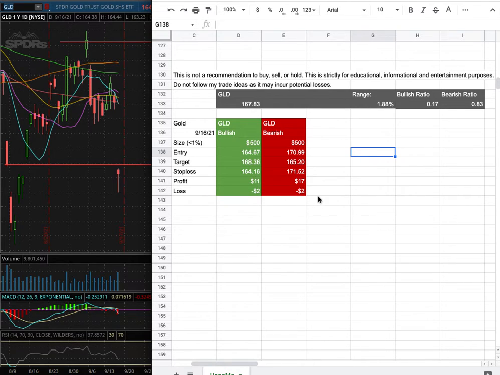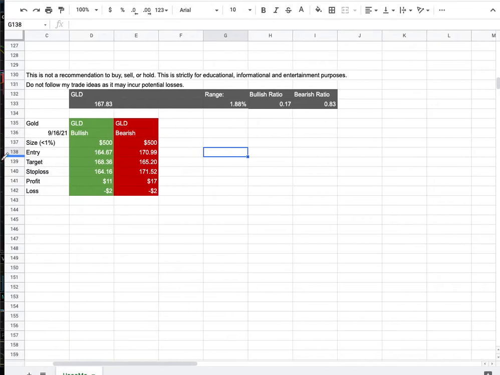My stop loss is at $164.16. However, if I were to open a short position, my entry is at $170.99, and that is this range there. My sell target is at $165.20, and my stop loss is at $171.52. So whichever entry price were to hit first, that will be my position of the week.